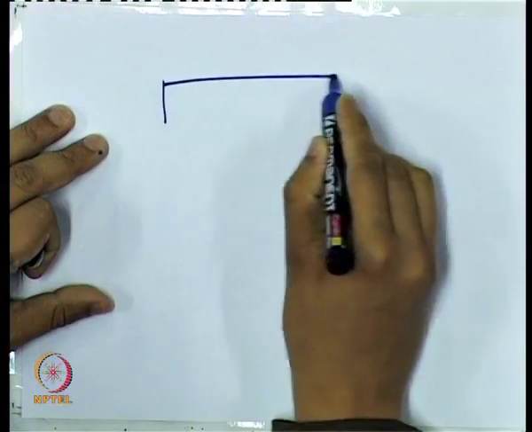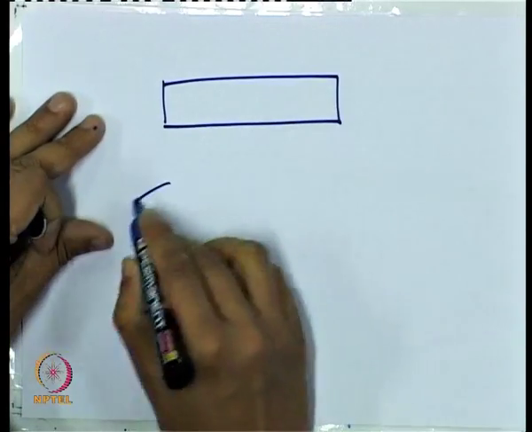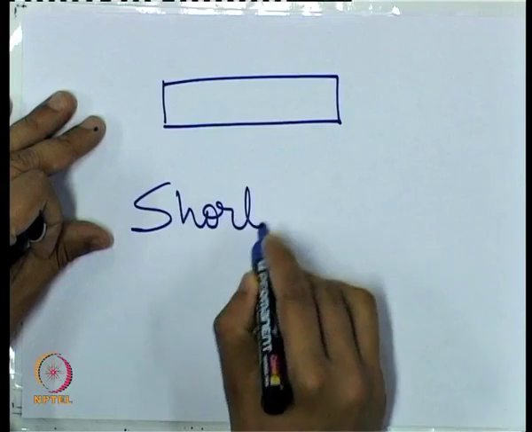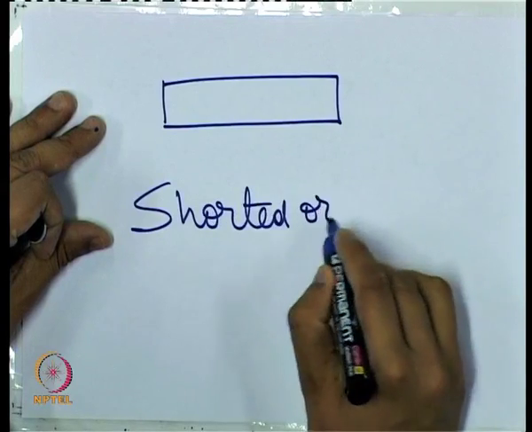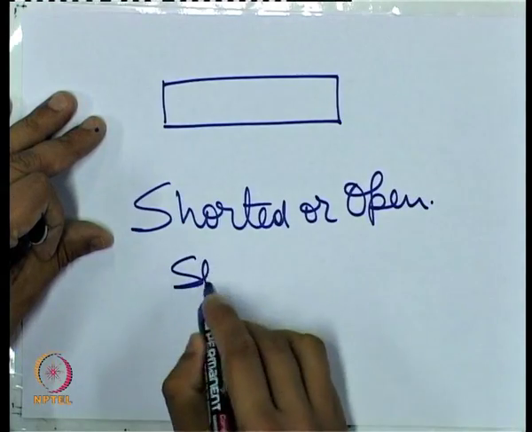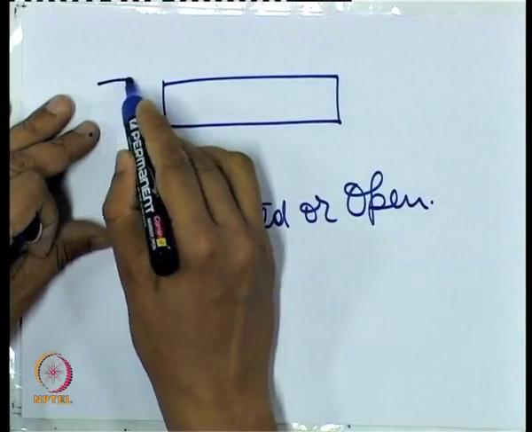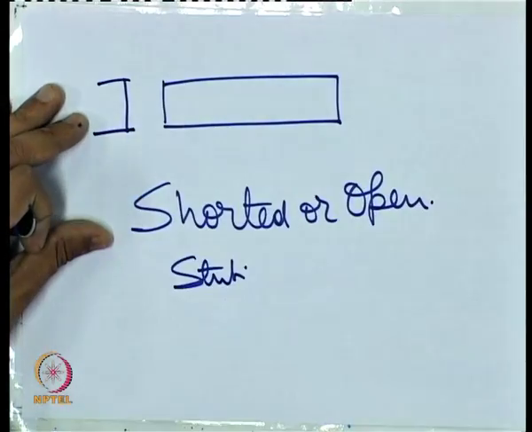So, let us review what we did in the previous class. In the previous module, we had a shorted or shunt stub, and we saw that we could improve the performance by adding a gap like this.